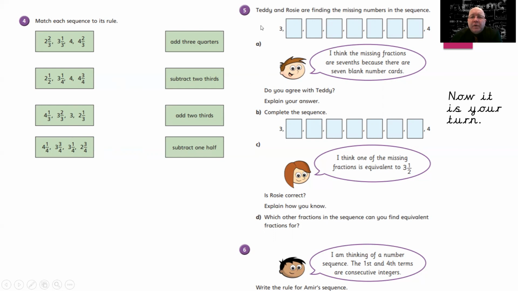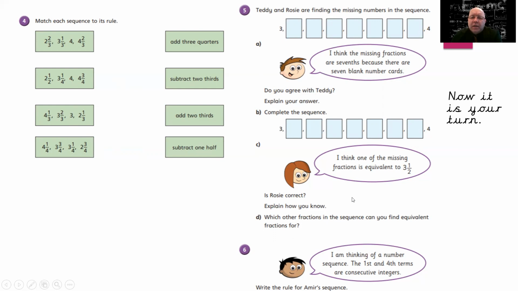On number 5, okay, we've got 3 at this end of the sequence and 4 at this end of the sequence. Now, Teddy thinks they're in sevenths. Is he correct? Yes or no? So once you've figured that out, I want you to complete the sequence from 3 to 4.